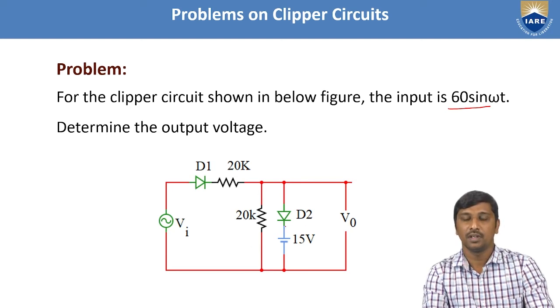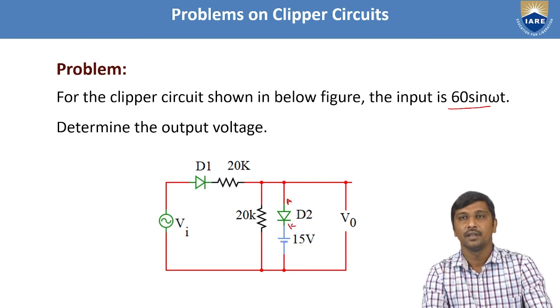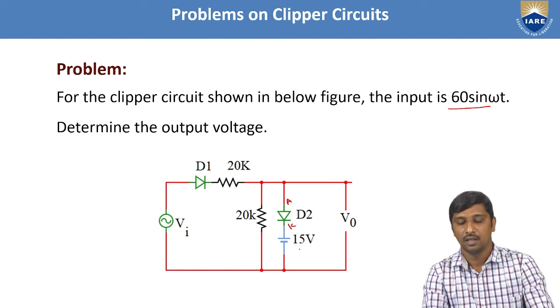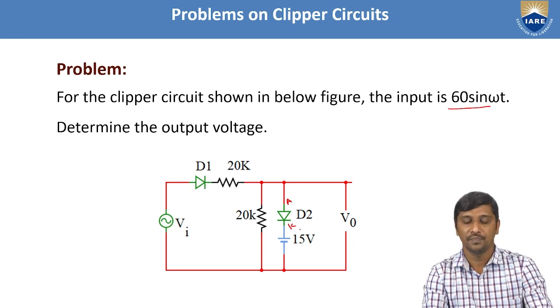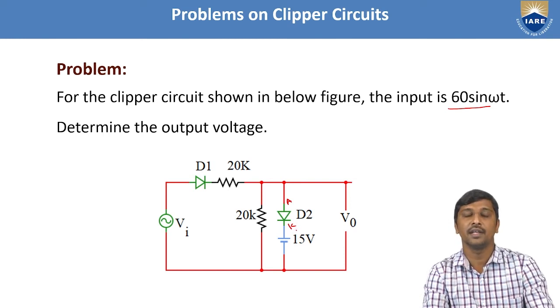This is the cathode of D2, and this is the anode of D2. The cathode of D2 is connected with some reference voltage. That reference voltage is 15 volts here. So if you want to conduct this D2 diode, the anode voltage must be greater than or equal to this 15 volts. Then only the diode D2 enters into the forward bias mode, or the conducting mode, here.